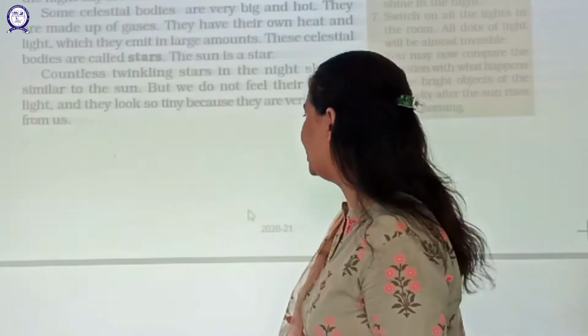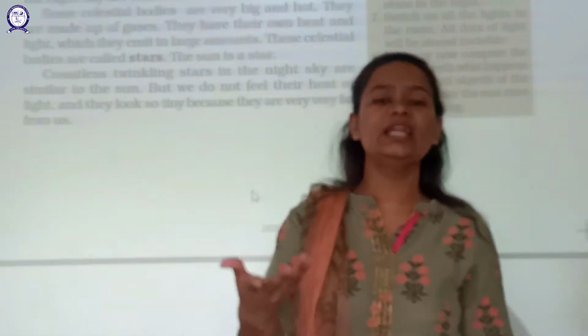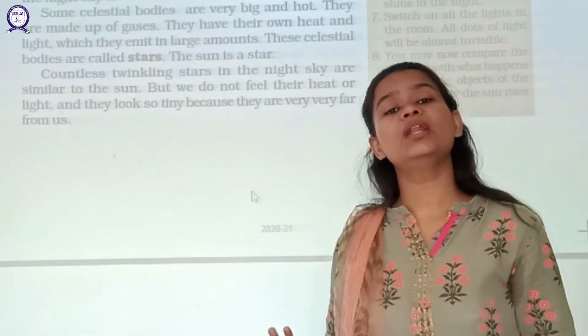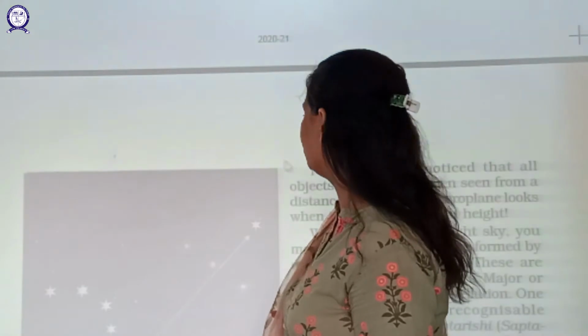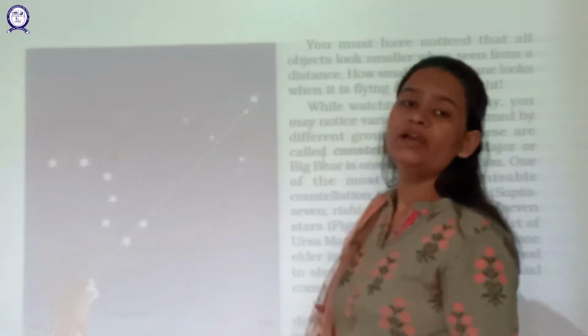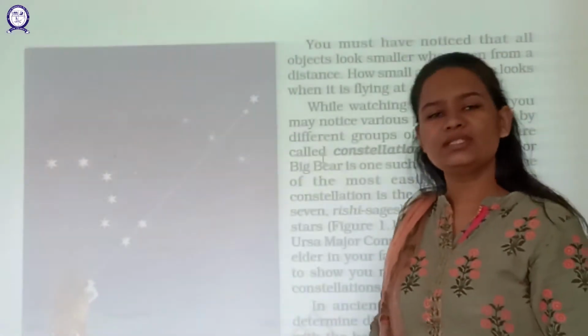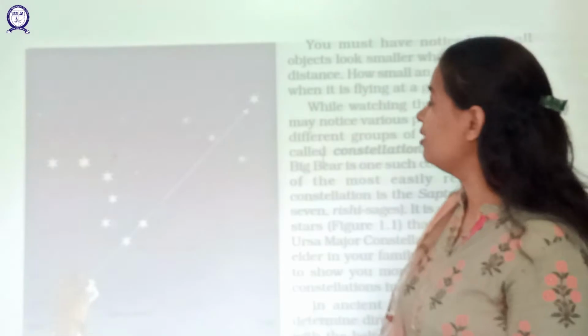Moving ahead, students, you will know that stars are twinkling in nature. They twinkle at night, and that enables us to see things at night. Moving ahead, students, I told you why they appear very small in size though they are very large, because stars are very far away from our reach.